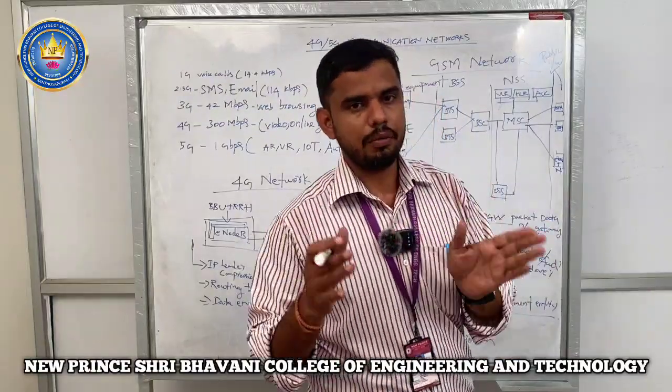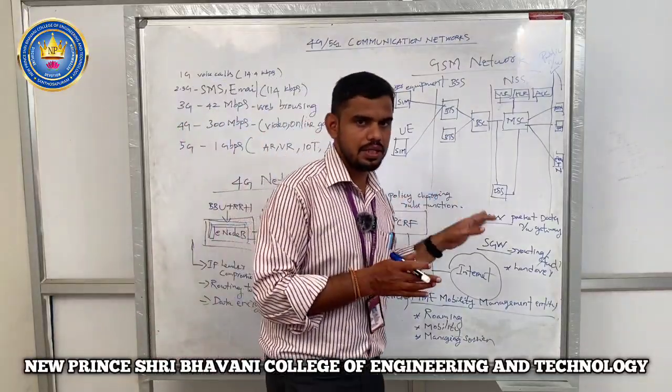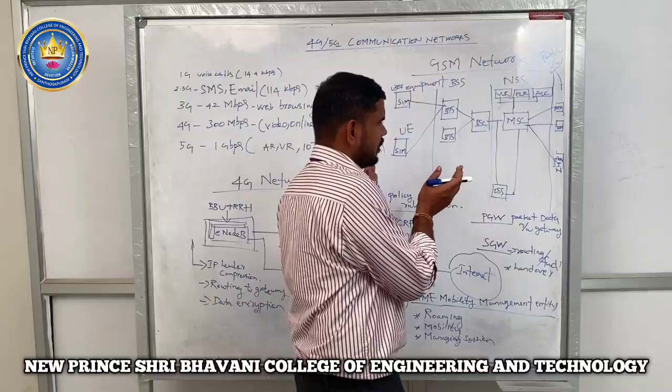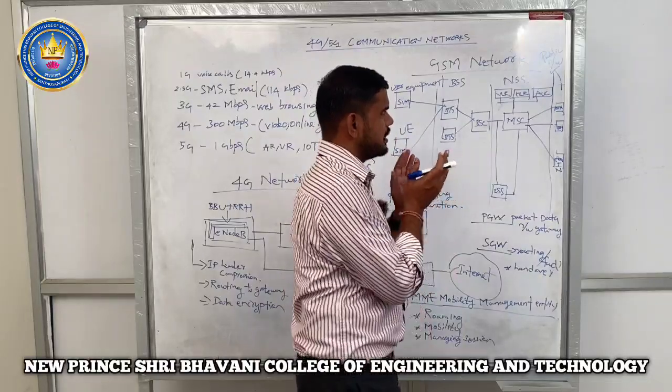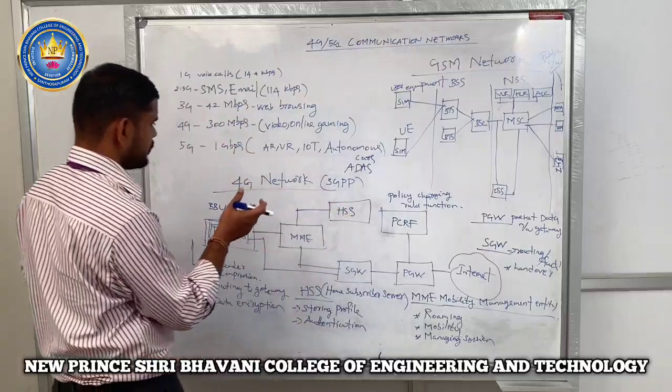We can make a call from mobile to the normal landline. That is also possible in the GSM network. So this is the simple operation of the GSM network. Okay. So next we move into the 4G network.